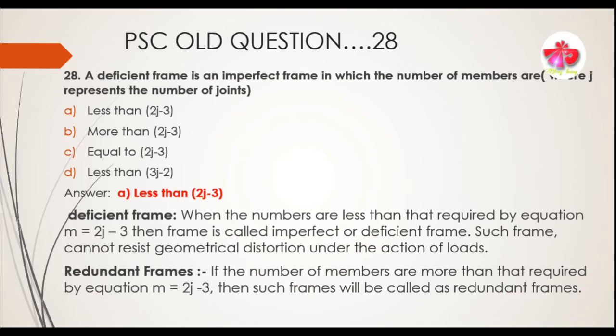Redundant frame. If the number of members is more than that required by equation m equals 2j minus 3, then such frames are called redundant frames. So if greater, you have redundant frame. If less, you have the deficient frame.